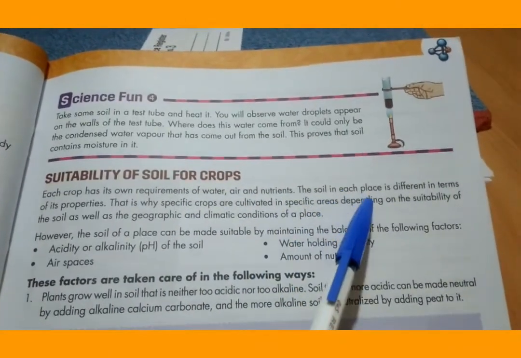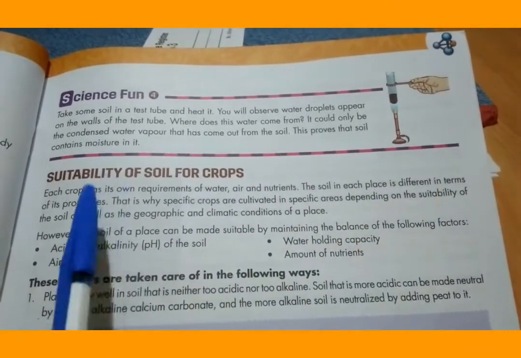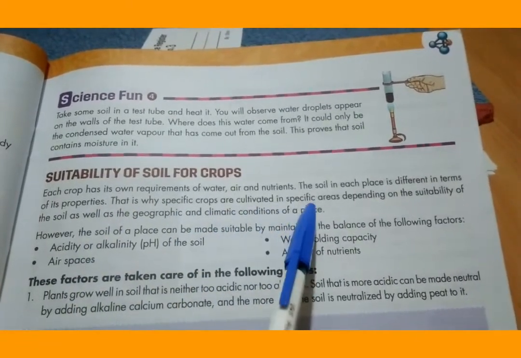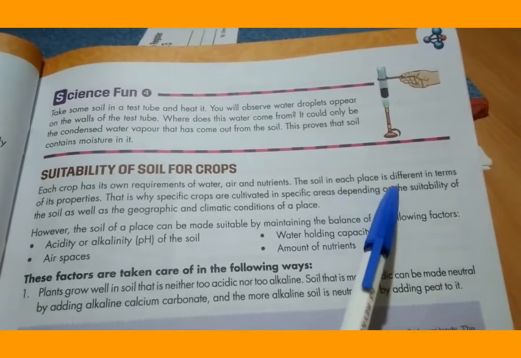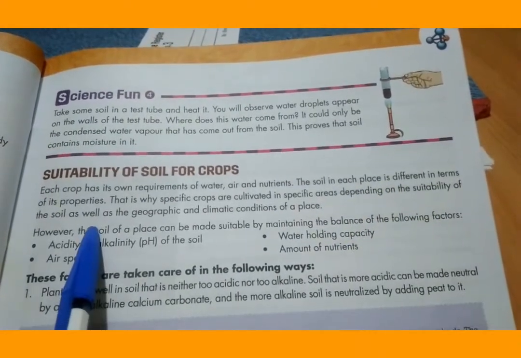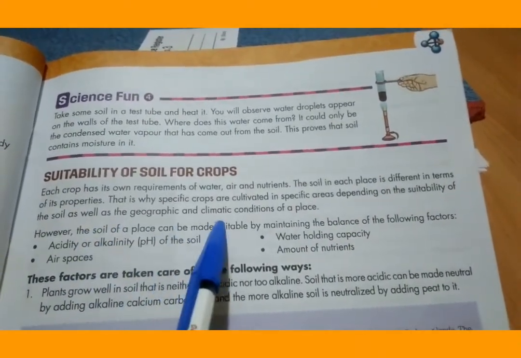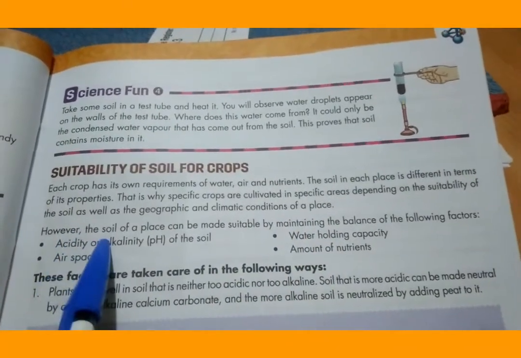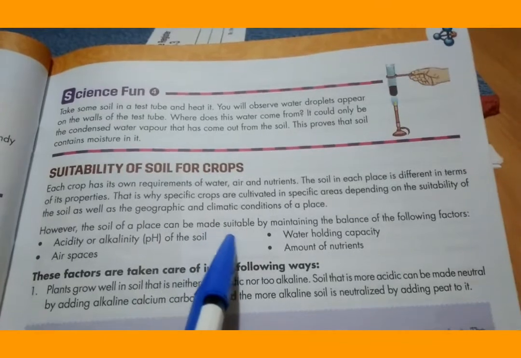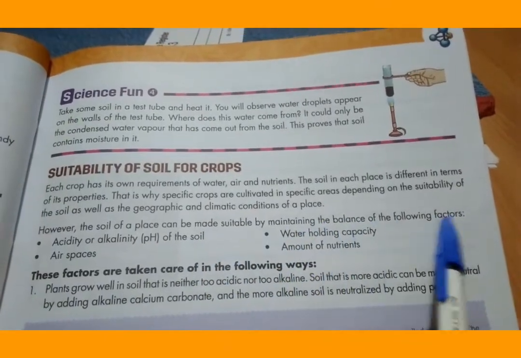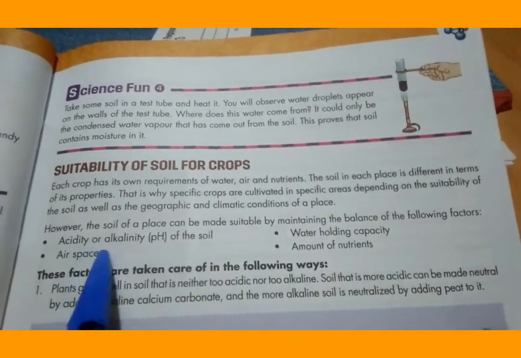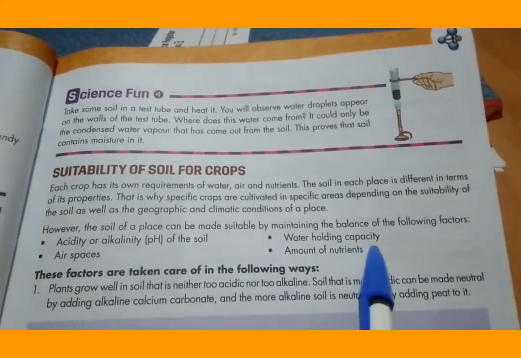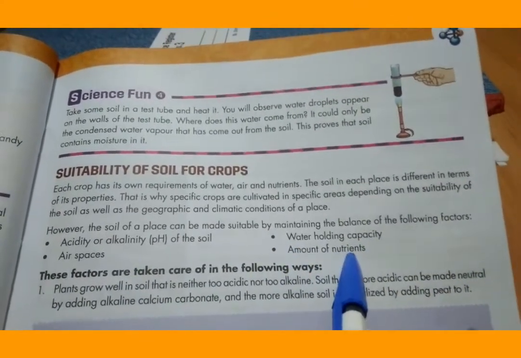The soil in each place is different in terms of its property. That is why specific crops are cultivated in specific areas depending on the suitability of the soil as well as the geographic and climatic condition of the place. However, the soil of a place can be made suitable by maintaining the balance of the following factors: acidity or pH of the soil, air spaces, water holding capacity, and amounts of nutrients.